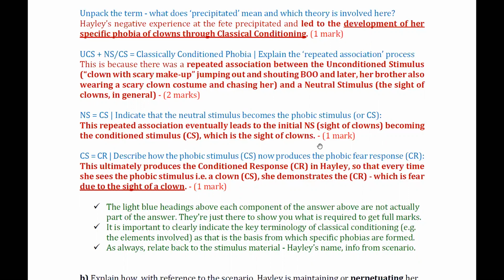So you've got to use elements like neutral stimulus, conditioned response. Okay, when you talk about the conditioned response, just as we did when we did classical conditioning, you need to mention what it is due to. What's the reason that fear now shows up? So it's important for you to do that. And as always, you have to relate back to the stimulus material, so linking it back to Hayley, using her name, using information from the scenario.